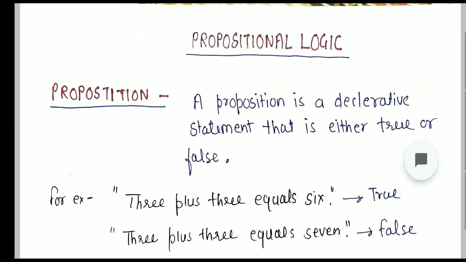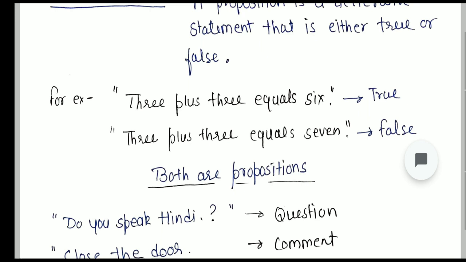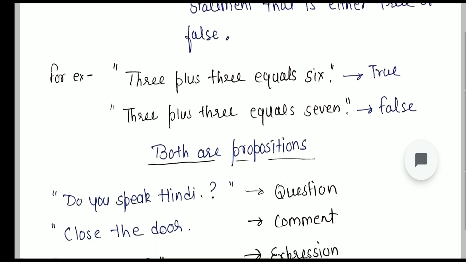Here are the examples I have given. 3 plus 3 equals 6. Okay, this has to be true and there is no other option. 3 plus 3 equals 7, and we all know this is false, and we do not have any other option for this. So both of these are propositions.